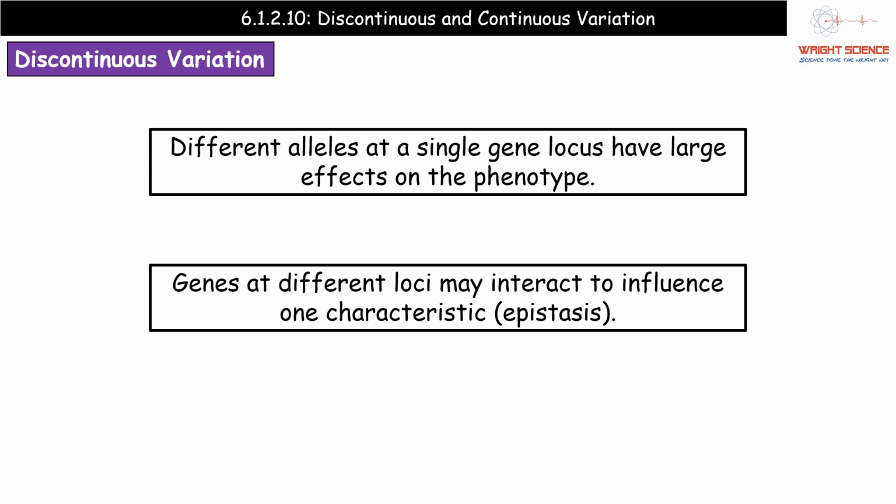Now, it is worth remembering when we are talking about discontinuous variation, this is based solidly in the genetics. So the environment isn't going to be playing a role here. It is about the alleles that are present. So discontinuous variation, one or two genes are going to be involved in this, and there's not going to be an influence from the environment.